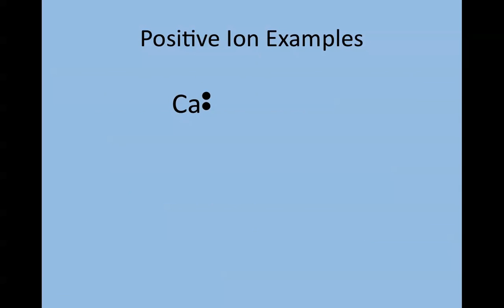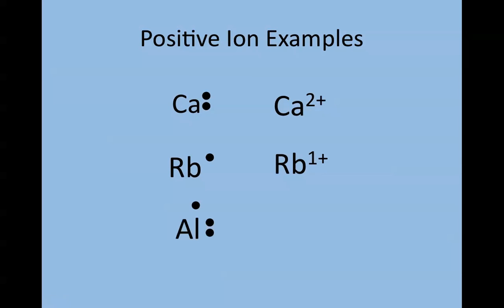So for calcium, which normally has 2 valence electrons, it's going to lose both valence electrons, and then we put the charge of +2. And again, you can have brackets around the Ca, with the +2 outside. If I have rubidium, which has 1 valence electron, it becomes a +1. And then aluminum becomes a +3. So again, our positive ion will always have 0 dots drawn around it.